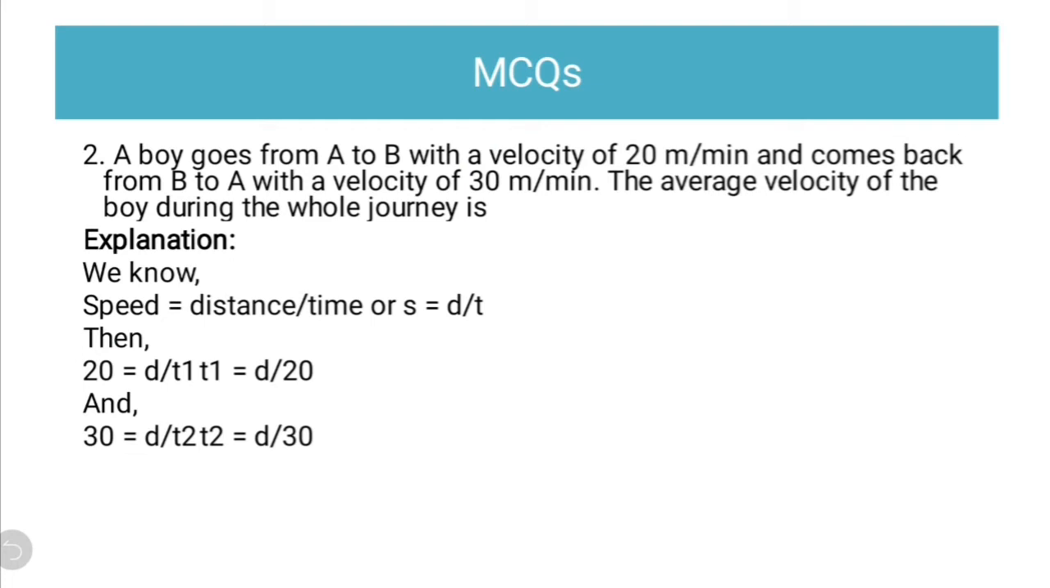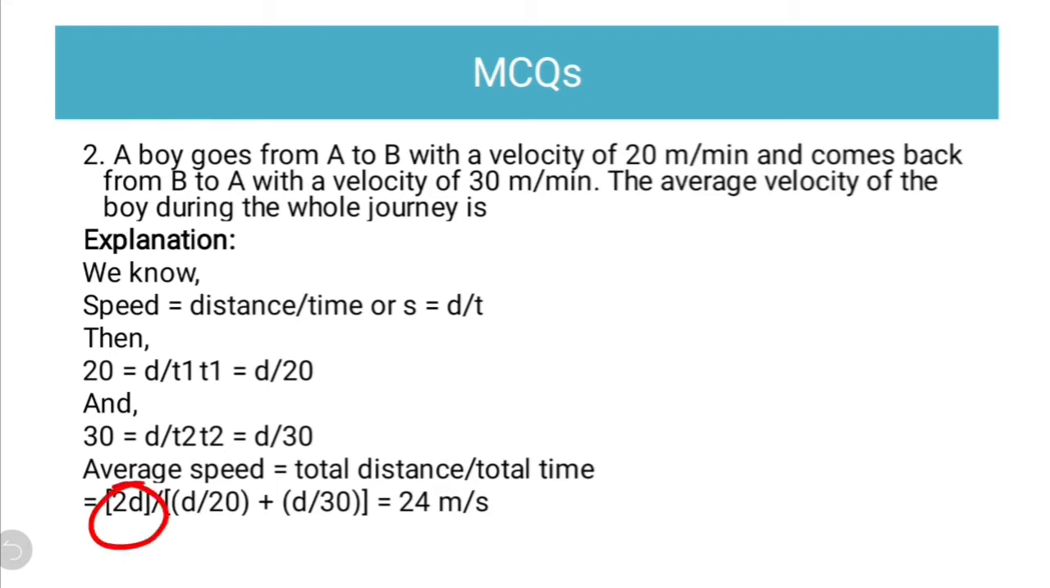So time t2 is what? The time for a boy to reach point A from point B. So t2 is equal to d upon 30. Now average speed. What is average speed? Total distance upon total time. So what is the total distance between point A to B and back to point A from B? Total distance will be d plus d, that is 2d. So this will be 2d divided by total time. So total time is d upon 20 plus d upon 30. So both of this will be the total time. So d upon 20 plus d upon 30. Well, now you have to solve this.